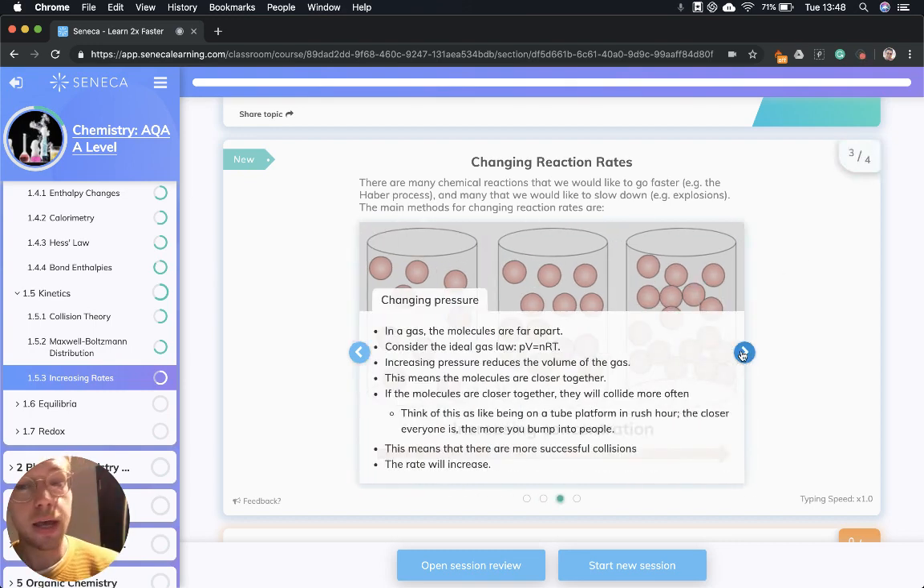Changing the pressure. In a gas, the molecules are far apart, and we can consider this by thinking about the ideal gas law, which is PV equals nRT. If we increase the pressure, we reduce the volume of the gas. This means the molecules are closer together. If the molecules are closer together, they will collide more often. Think of it like being on a tube platform in rush hour. The closer everyone is, the more you bump into people. That's a nice little simile, isn't it? This means that there are more successful collisions and the rate will increase.